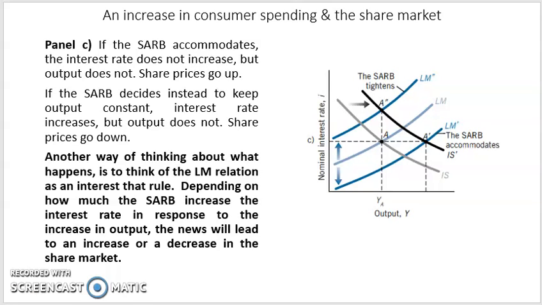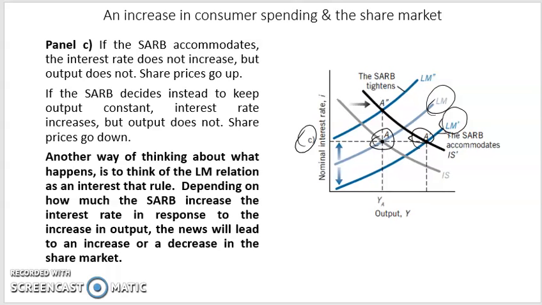The South African Reserve Bank accommodation corresponds to the downward shift of the LM curve from LM here to this LM in our panel C. So in this case, the economy will go from point A to this point A there. Share prices will increase, and output is expected to be higher, and interest rates are not expected to increase. However, in a case where the South African Reserve Bank instead keeps the same monetary policy, leaving the LM curve unchanged, the economy will move along the LM curve. As we saw earlier, what happens to the share prices is ambiguous. Profits will be higher, but so will the interest rate.